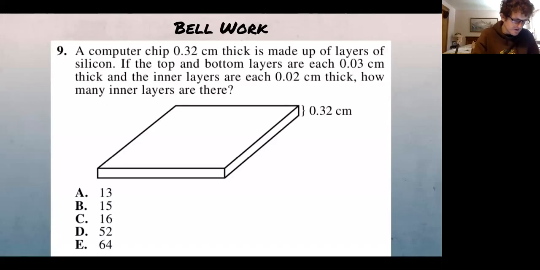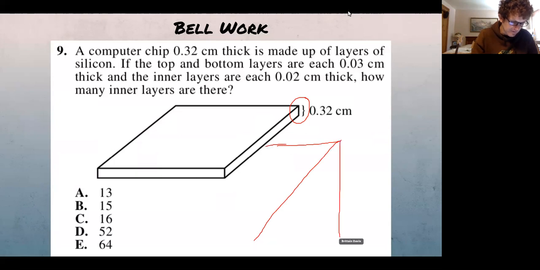All right, as far as this goes, we are looking at a computer chip that's made up of a lot of different layers of silicon. And I'm going to focus in on that small area right here, and I'm just going to enlarge that. All right, so you can see I'm just enlarging that, and this is now fairly thick.